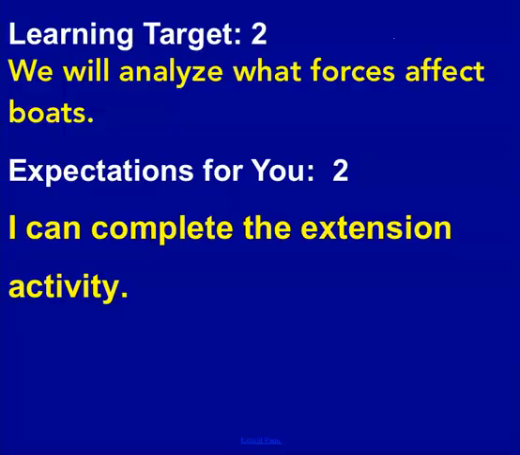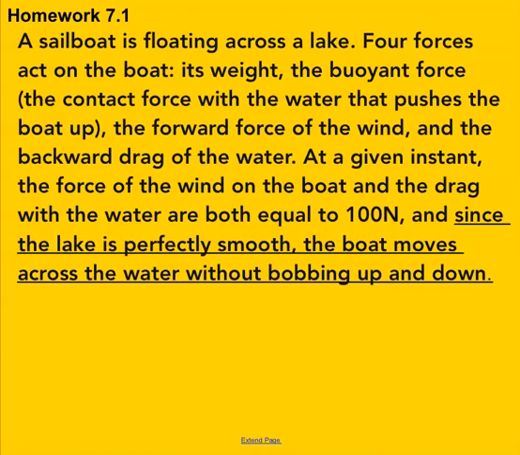So the learning activity for that is we're going to analyze what forces affect boats. We're going to start to take what we learned in 7.1, well, what we learned in the entire book, and start to apply it to some scenarios. So here's the background. A sailboat is floating across the lake. 4 forces act on the boat. Its weight, so gravity's pulling it down, the buoyant force, that's the contact force with the water, pushing it up, the forward force of the wind, and the backward drag of the water.